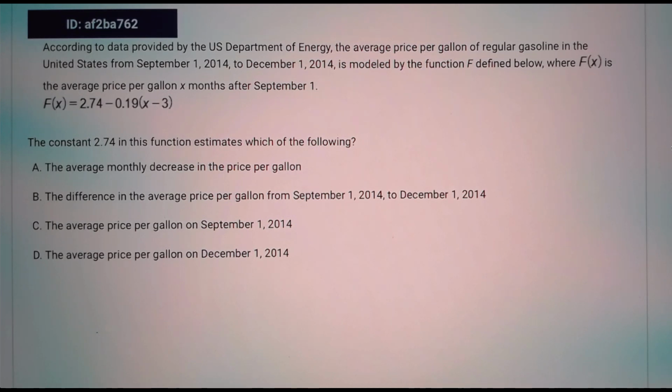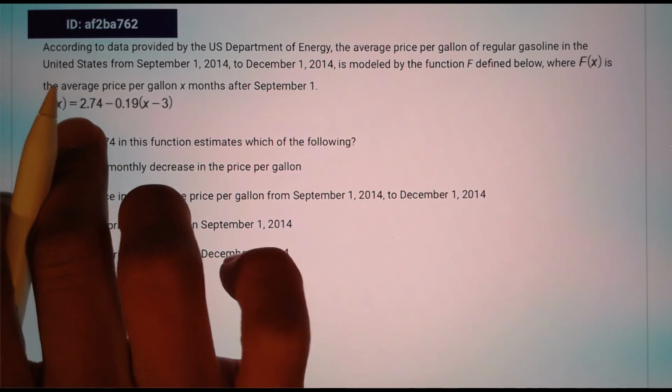According to data provided by the U.S. Department of Energy, the average price per gallon of regular gasoline in the U.S. from September 1st, 2014 to December 1st, 2014, so that's just a few months, is modeled by the function f defined below, right here.